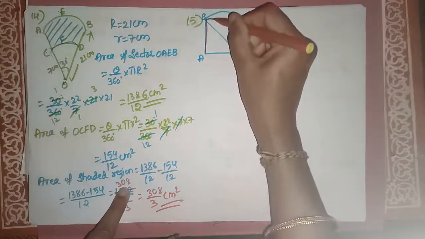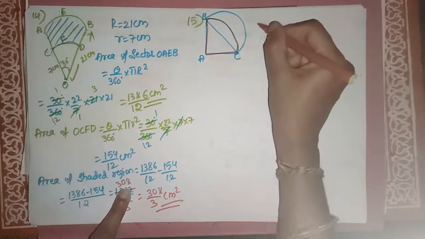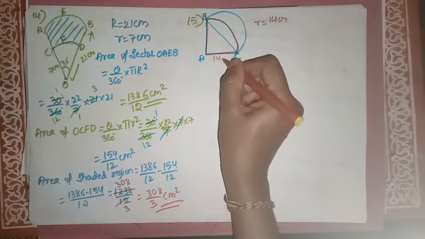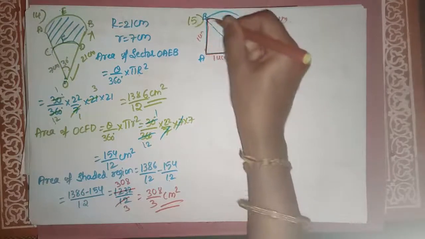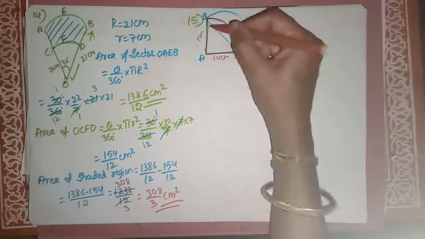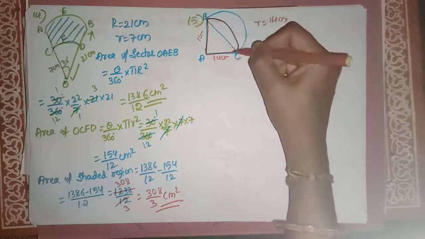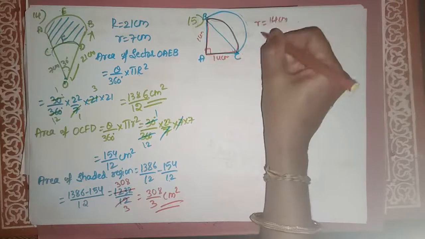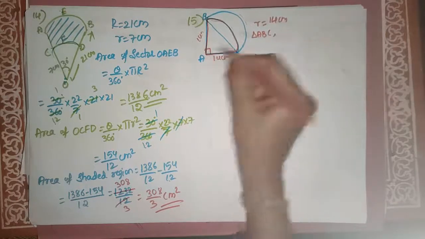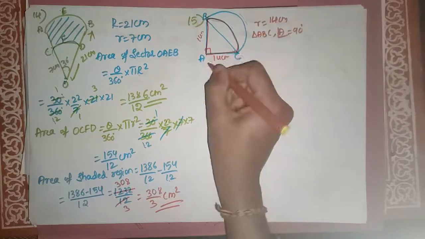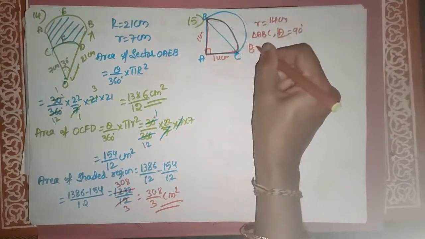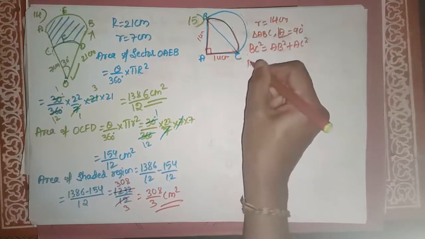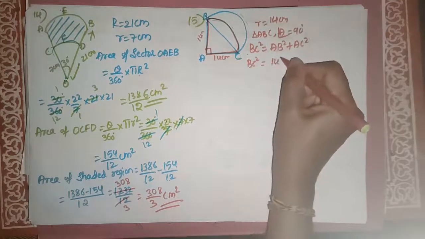See, this is the quadrant. The radius of the circle they have given is 14 centimeter. It means AB and AC are 14 centimeter. These are radii because this is a quadrant. Then we can easily find out BC, because they have given BC is the diameter of this semicircle. I will find out BC by using Pythagoras. In triangle ABC, A is 90 degree, so BC square equals AB square plus AC square. So AB is 14 square plus 14 square.